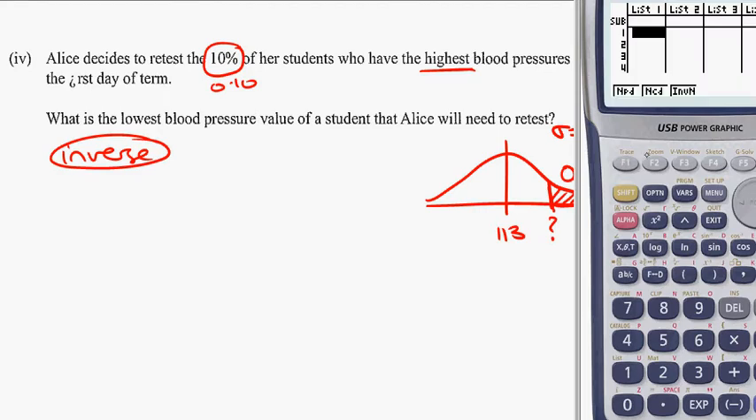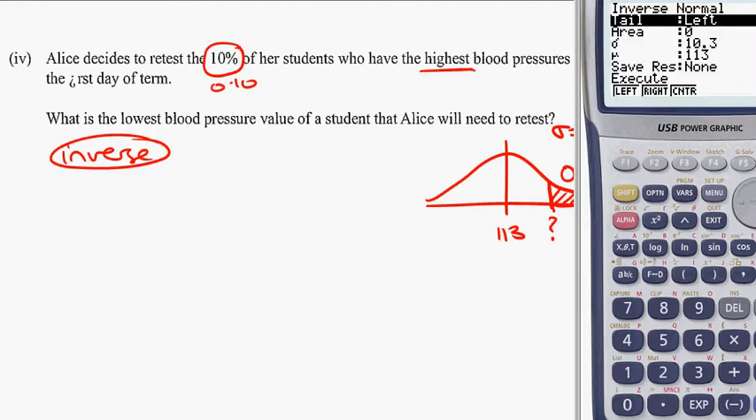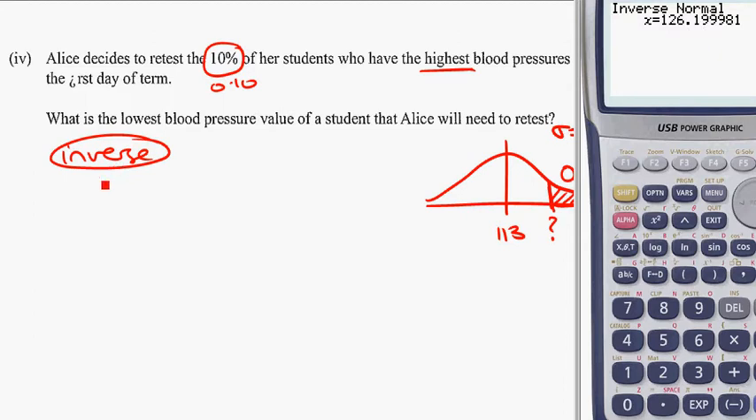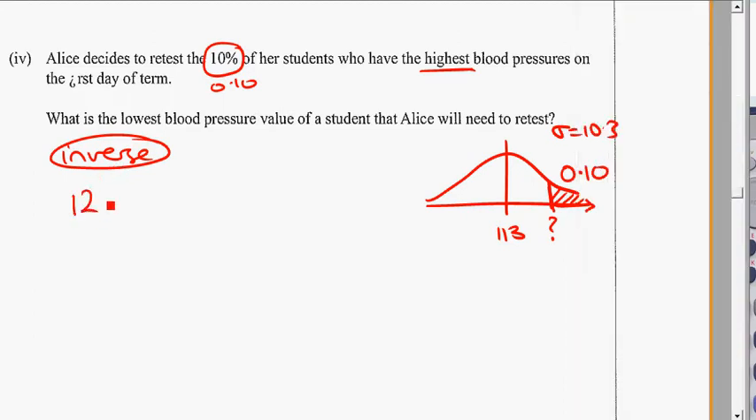So this time when we choose normal, we're going to need to go inverse. It's a right tail. The area is 0.1. All the rest is the same. And we get a value of 126.2 if we do some rounding. Let's think about the units. It was millimetres Hg. So everybody with a reading of that or above is going to need to be retested, which means 10% of the school.